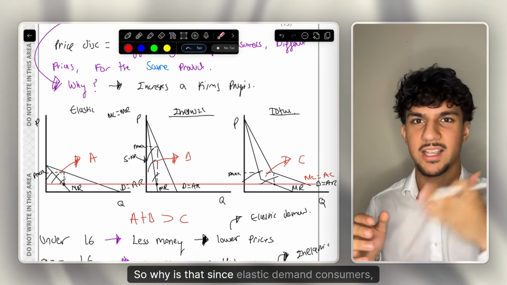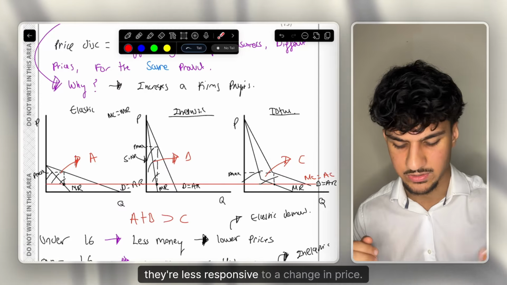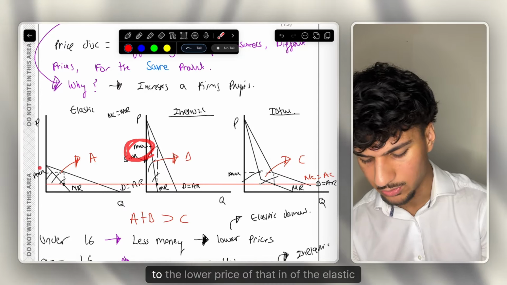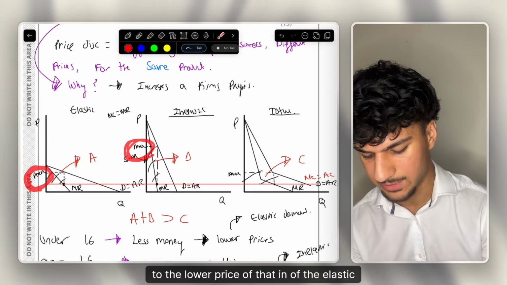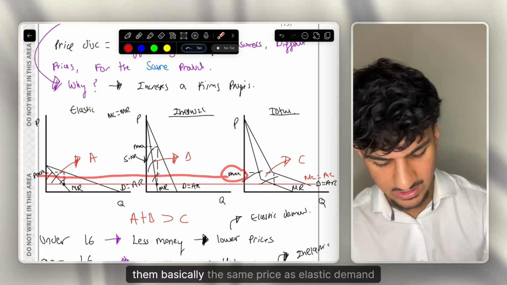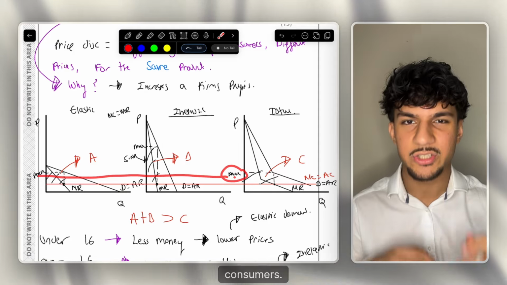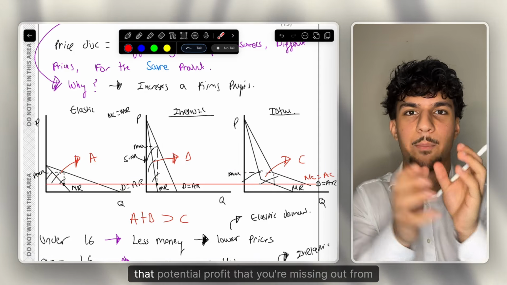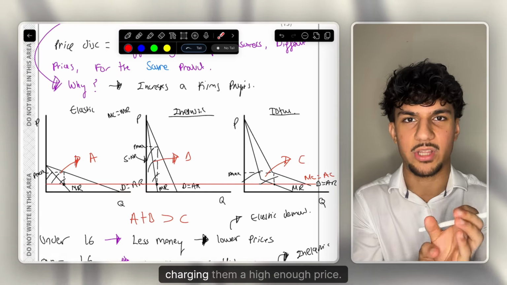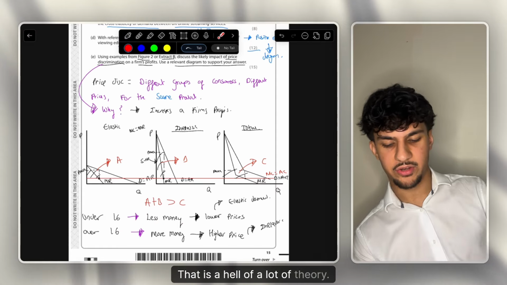So why is that? Since inelastic demand consumers are less responsive to a change in price, as you can see, you can charge them a higher price here compared to the lower price of the elastic demand consumers. Whereas in total, you have to charge them basically the same price as elastic demand consumers. So you miss out on that potential profit from inelastic demand consumers, since you're not charging them a high enough price. And that is a hell of a lot of theory.